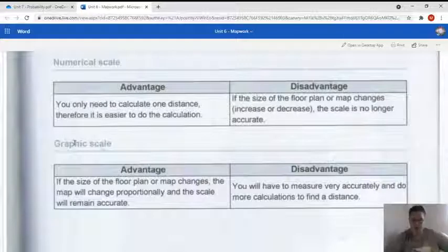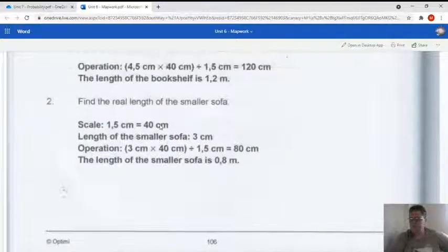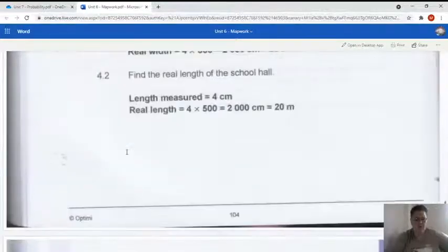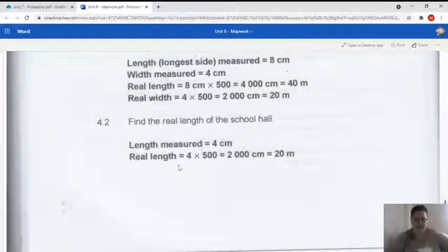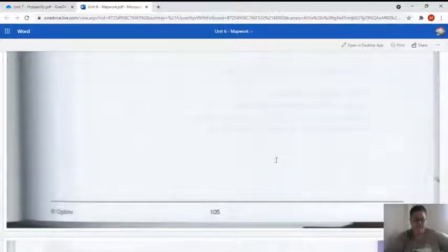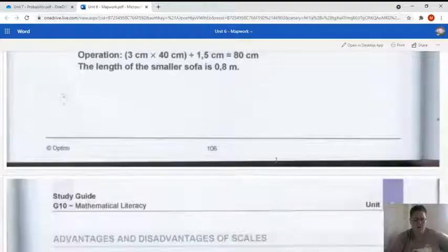The disadvantage of a graphic scale is you will have to measure very accurately to do more calculations to find the distance. As you saw here, this is a lengthy process to work this out, whereas if you go to this scale, it is as easy as that. You can see it's a much smaller calculation. Are we all with an understanding?